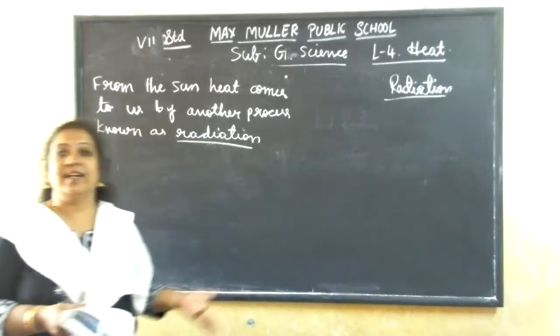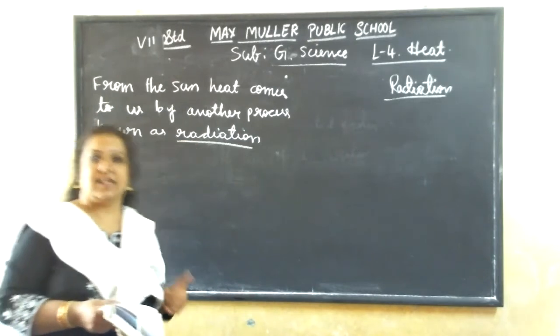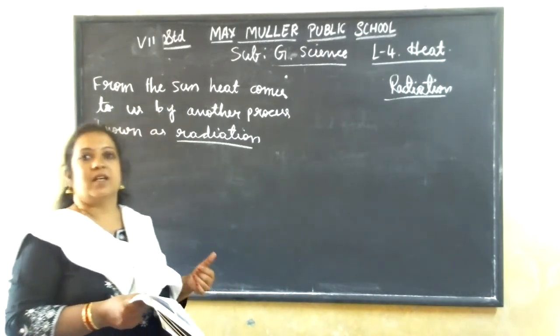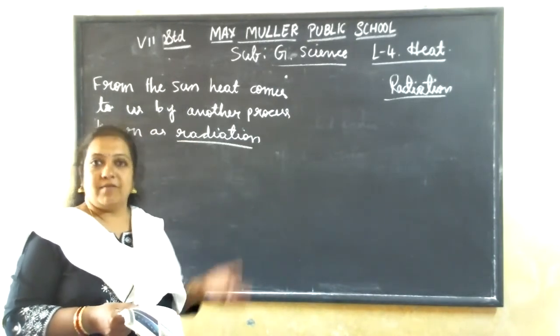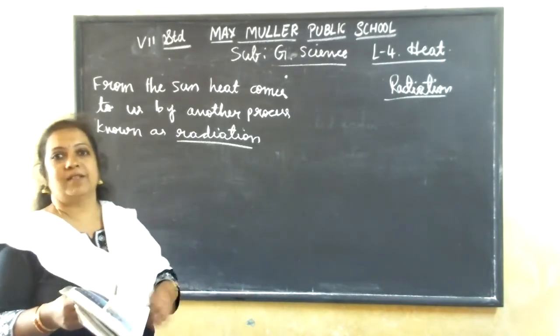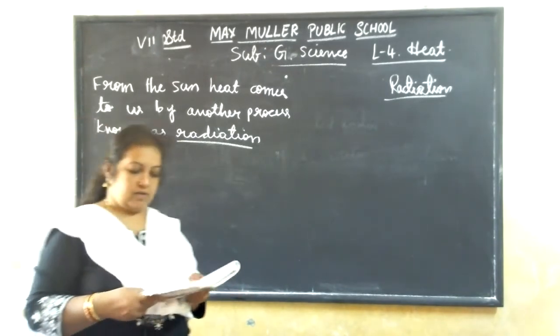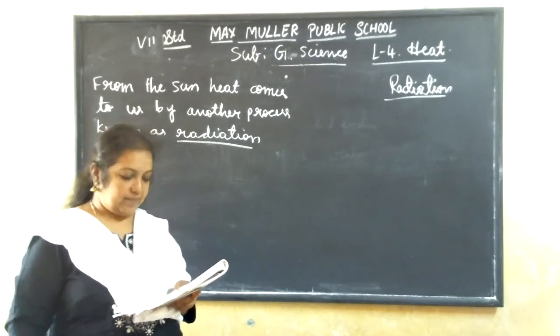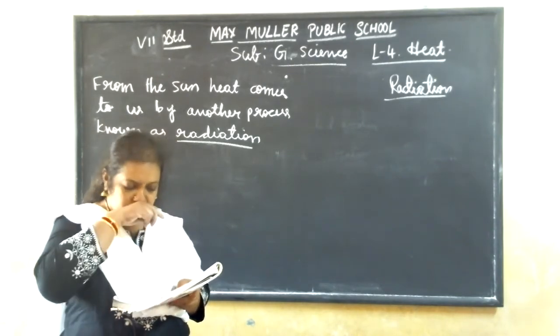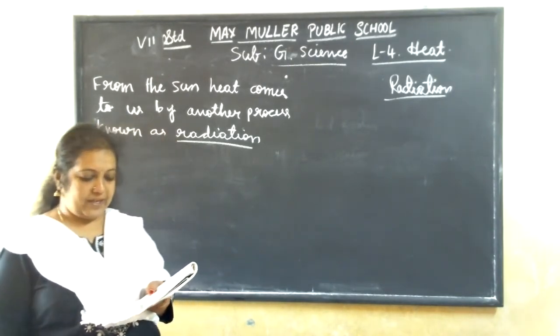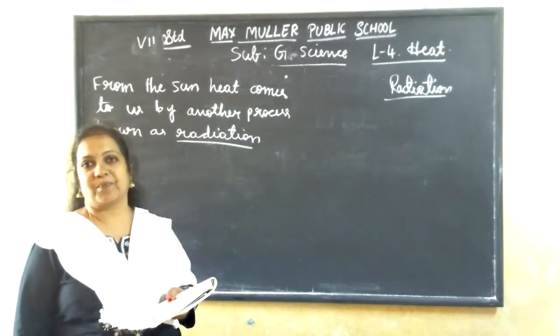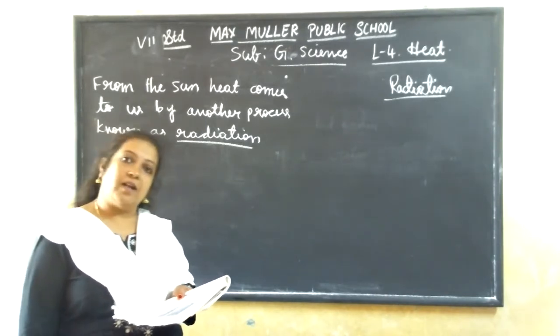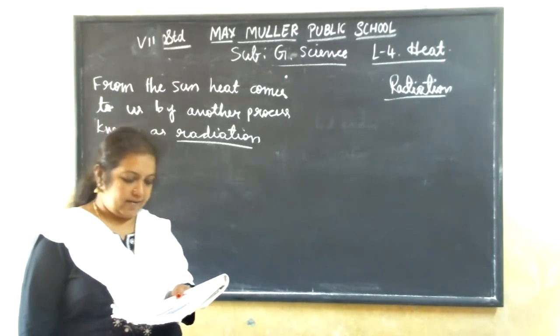There is no medium between the sun and the earth here. Medium means either the solid medium or liquid medium. No other medium is there in between the sun and the earth. It can take place whether a medium is present or not. Okay, if medium is not there also, the radiation can take place.